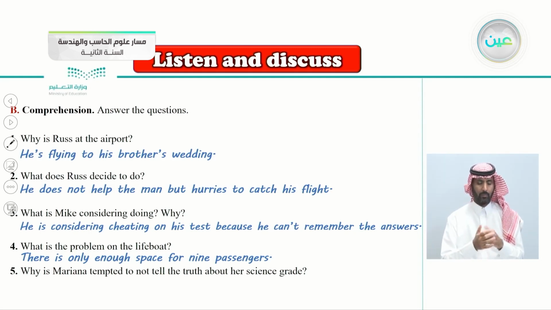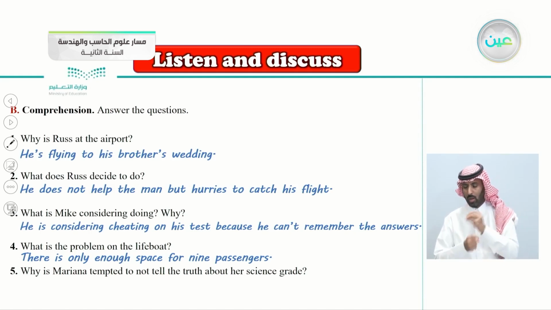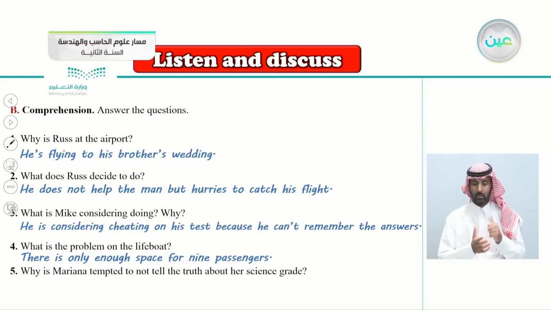Number 5, why is Mariana tempted to not tell the truth about her science grade? Why is she tempted, Mariana, to lie to her parents about her science grade? Why was she tempted? The 4th dilemma, if you remember.